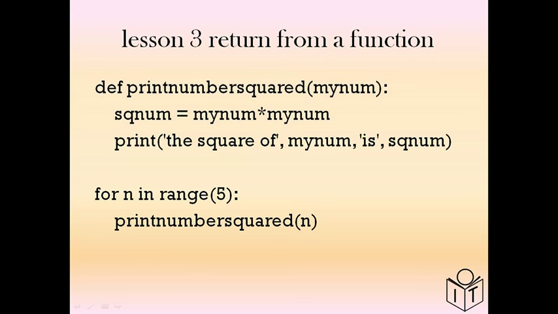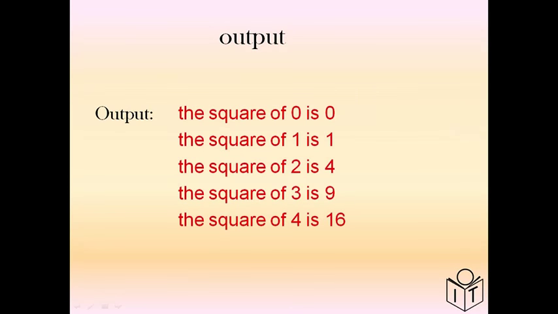So here's our code from before, where we called a function 5 times and gave it the numbers 0, 1, 2, 3, 4, and then we printed the square of those numbers. So that was the previous code. As you can see, the output, the square of 0 is 0 up to the square of 4 is 16, same as we saw before.